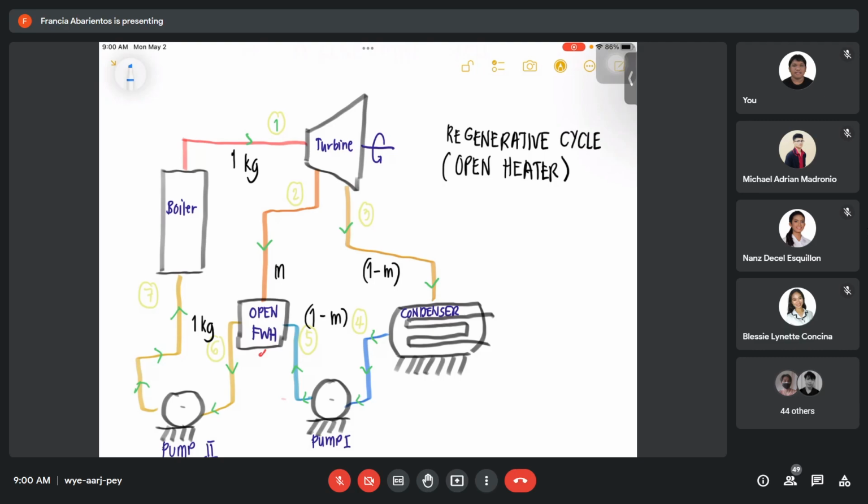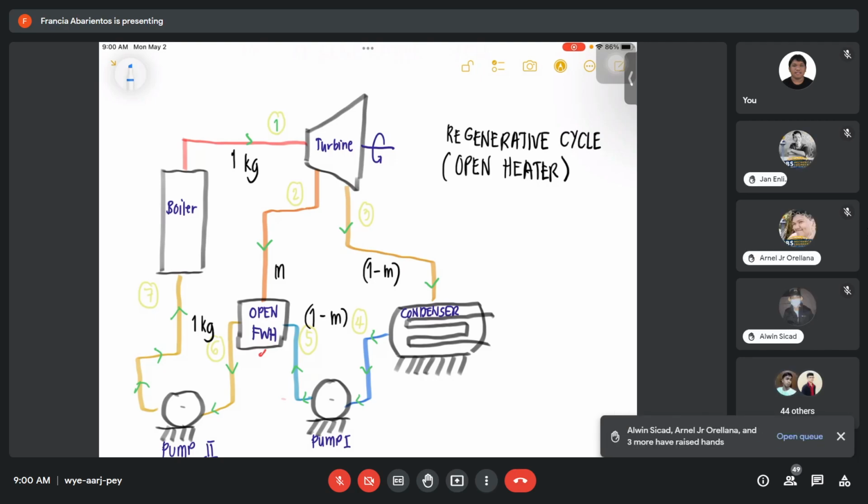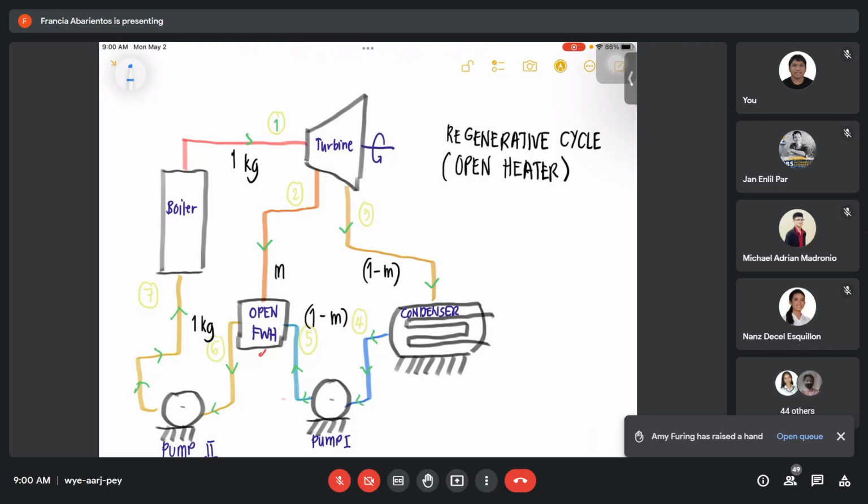So, naintindihan ba kas yung open feed water heater? Raise your hands if you do. Or if you do not, it's okay. Just ask ma'am. Okay. So, ganun po class sa regenerative cycle. Yan, thank you. Thank you. Noted. Everyone raise their hands. So, that is an open feed water heater.